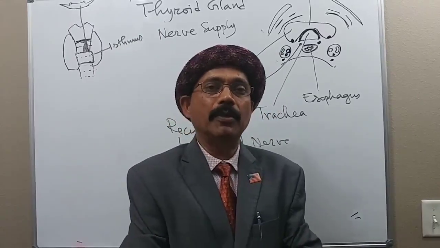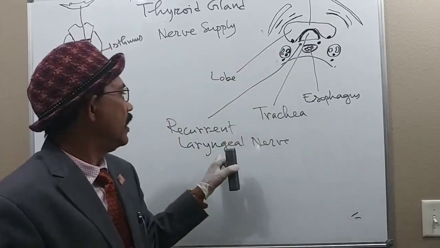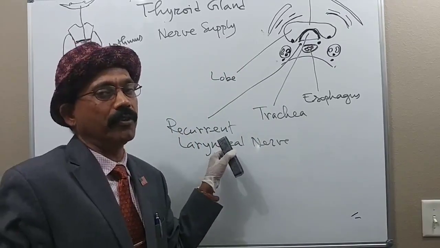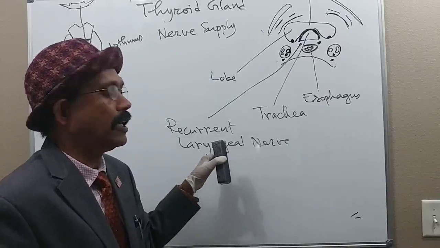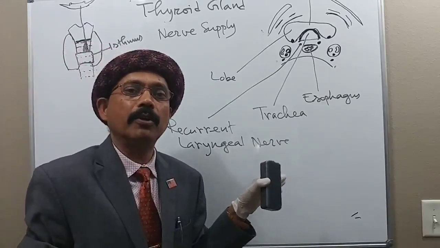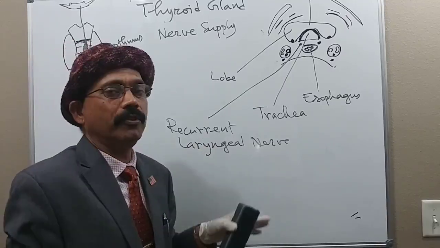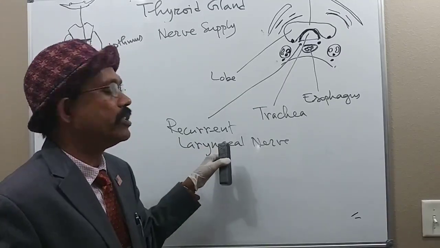If it is damaged, it matters because it innervates the intrinsic muscles of the larynx. All the intrinsic muscles of the larynx are innervated by the recurrent laryngeal nerve, except cricothyroid.